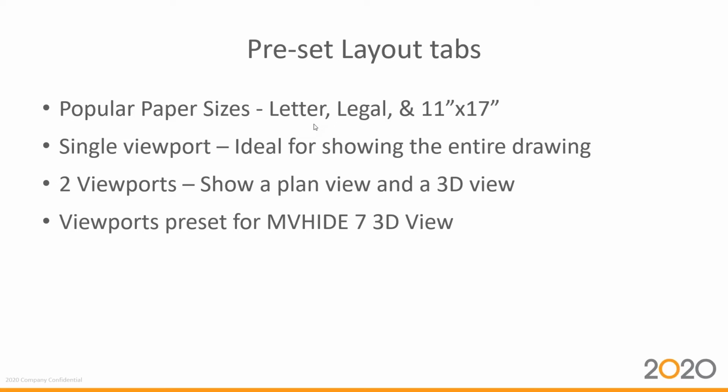to replace vignette plot, because I can now show a plan view and a 3D view in my same drawing. I also want to mention that all of our viewports in the 2 viewport layouts are set for MV hide, so they should hide automatically when you're printing, and they're also set to 3D view.